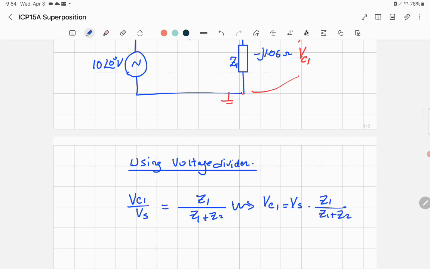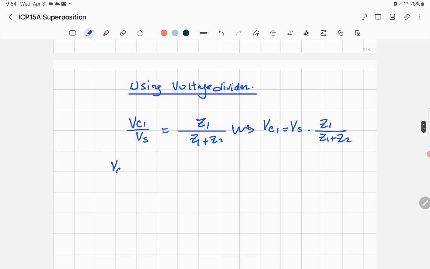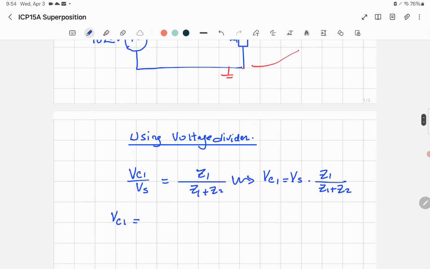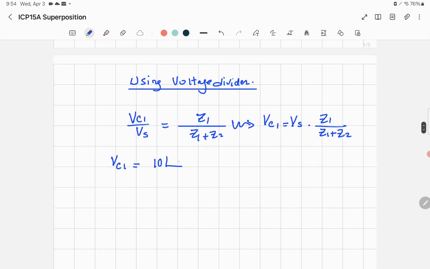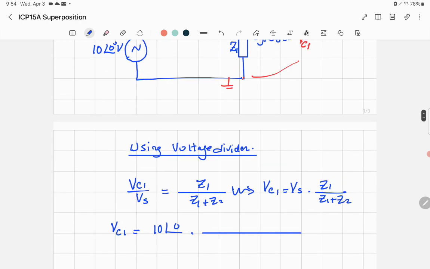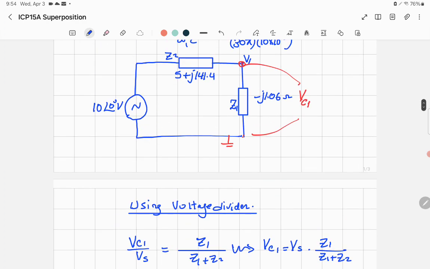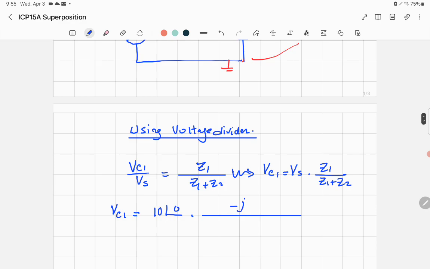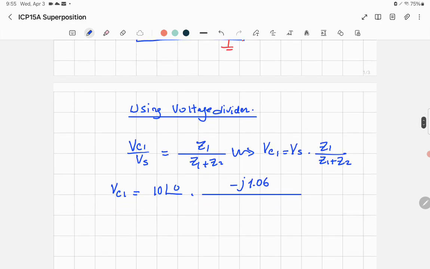Do we have all values? Yes, we do. Just say VC1 is equal to, what is Vs? The source voltage is equal, I believe, yes, 10 volts and angle 0. 10 volts and angle 0. Remember, that's root mean square. Z1, it's the impedance of the capacitance, which is minus J 1.06 ohm, divided by Z1 plus Z2.